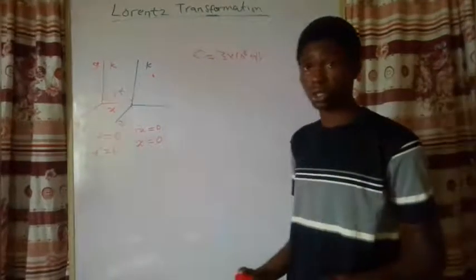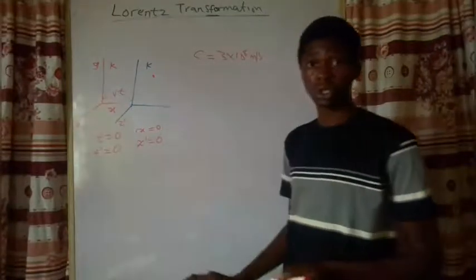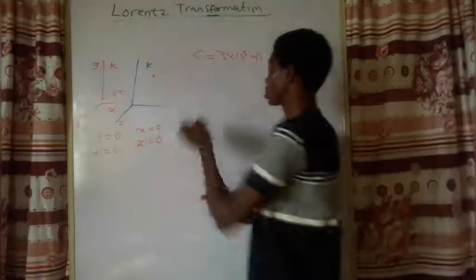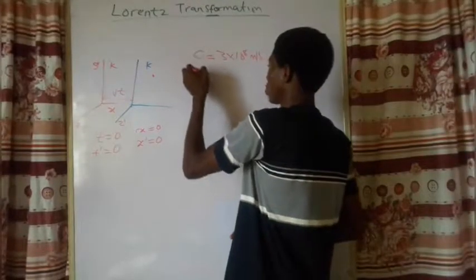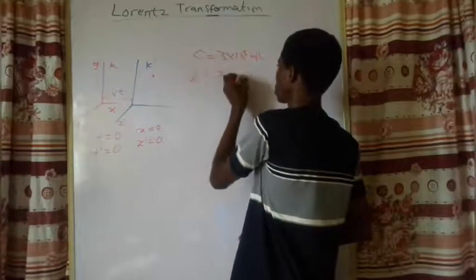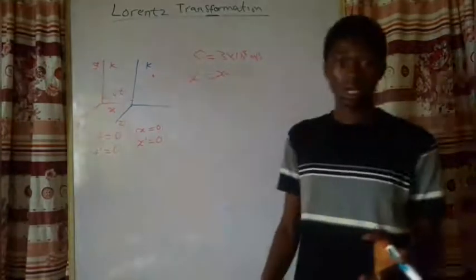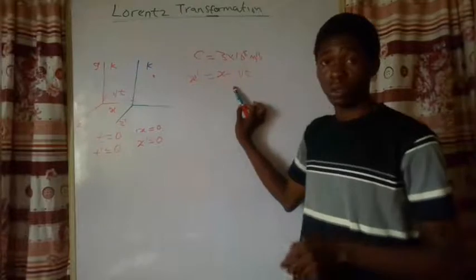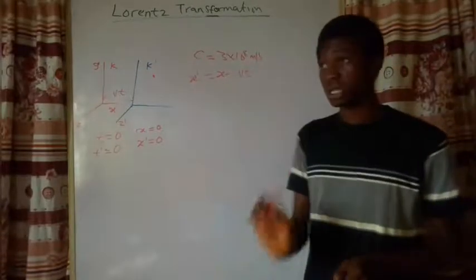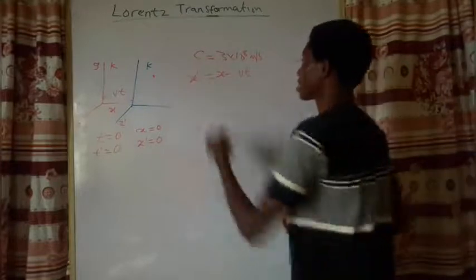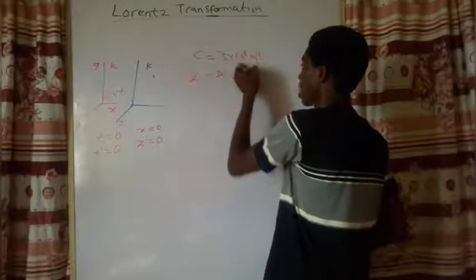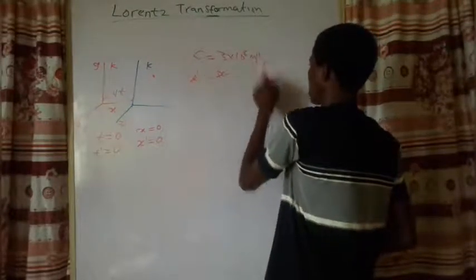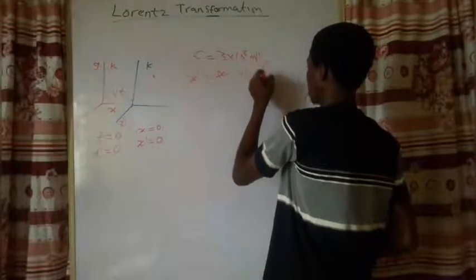What are you going to record? I'm not going to do the whole transformation because I've shown some of these things in the Galilean transformation. So I'll just go for the fact that x prime equals x minus vt. Galileo said this, but the Lorentz transformation says this is not correct, that x prime is only proportional to this. So we have to introduce a constant of proportionality. Let's call it gamma.